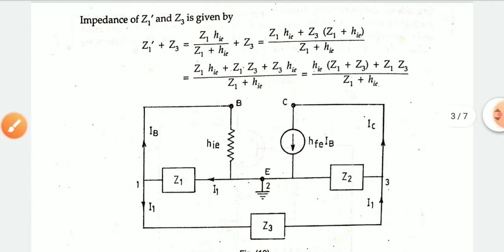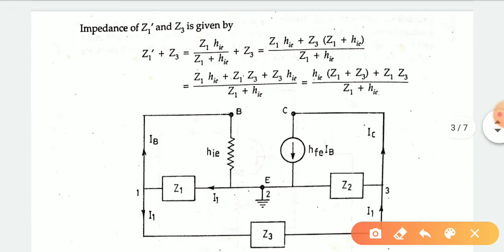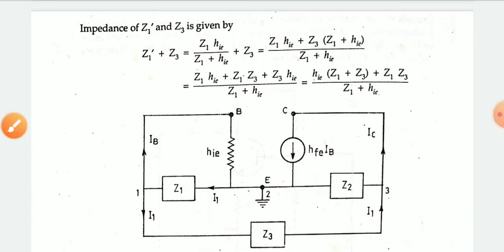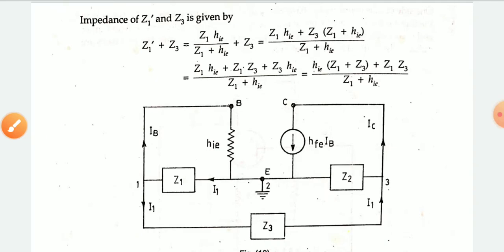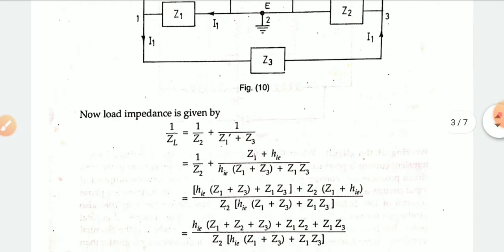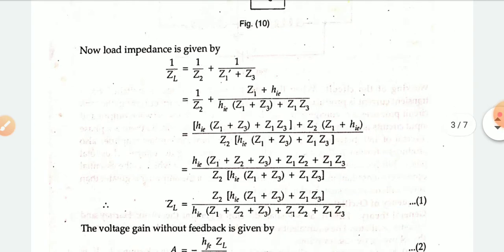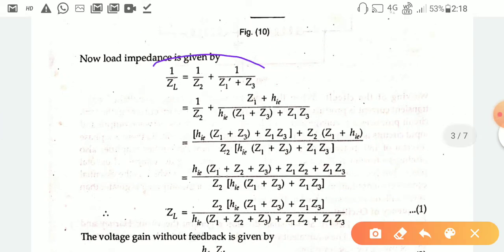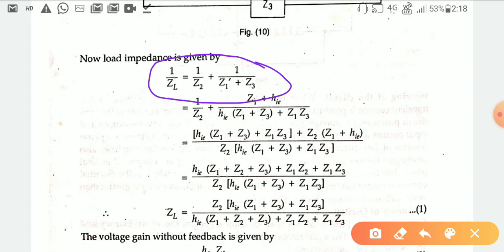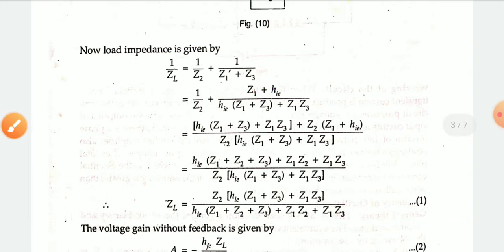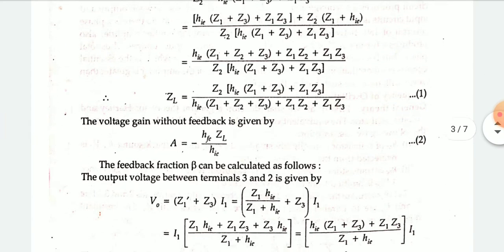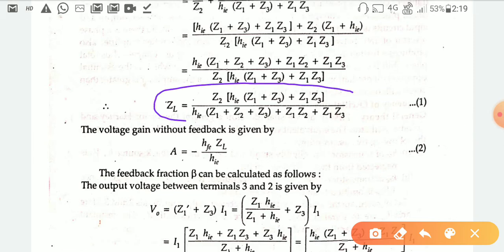So this total is parallel with Z2. If we calculate this, then we get the value of ZL. So the process is going on there, and ultimately you get the value for ZL. So ZL is written as such.